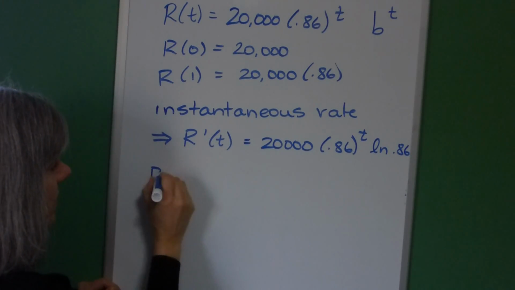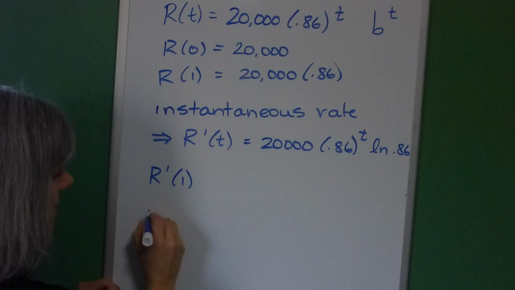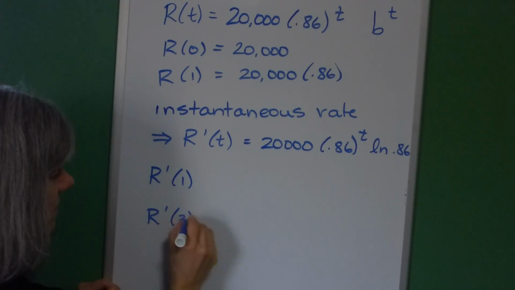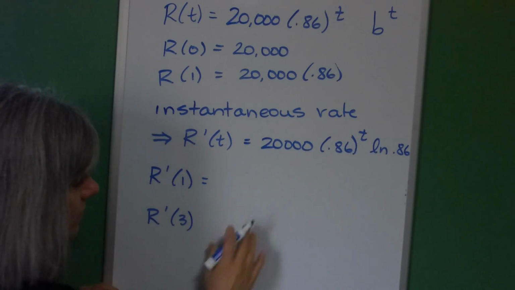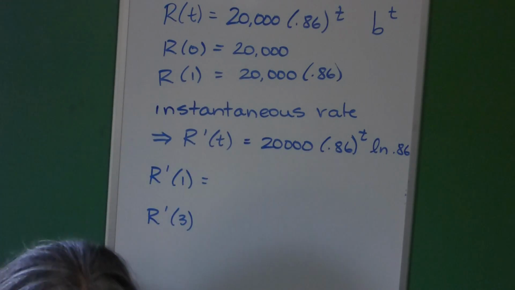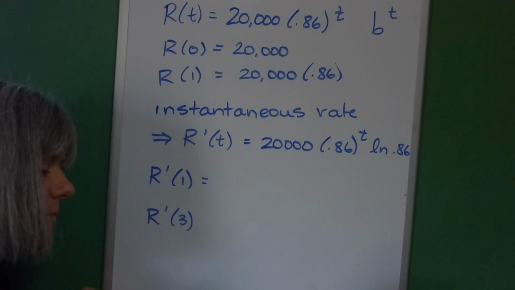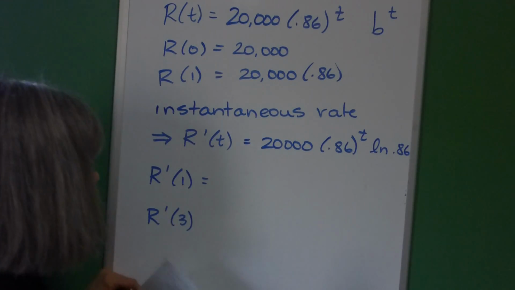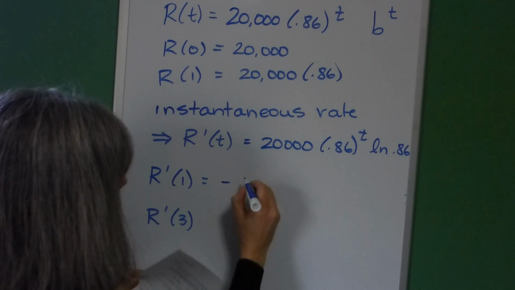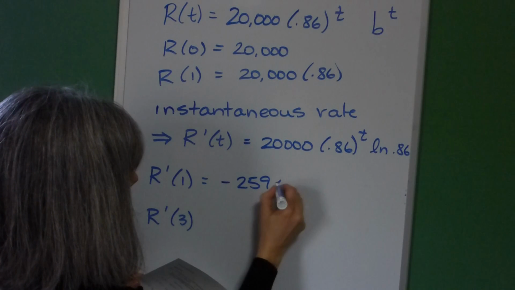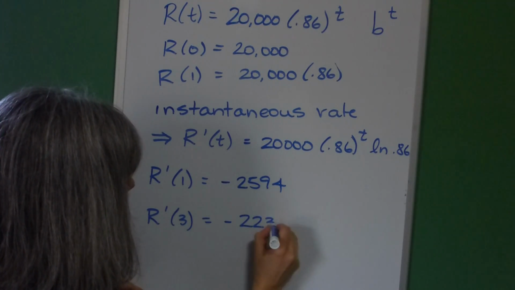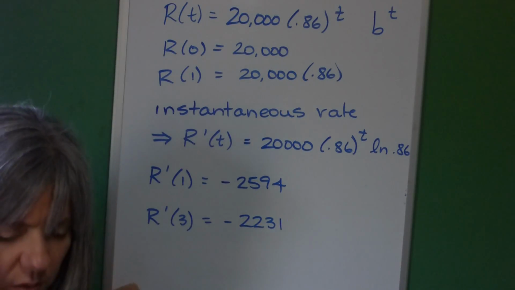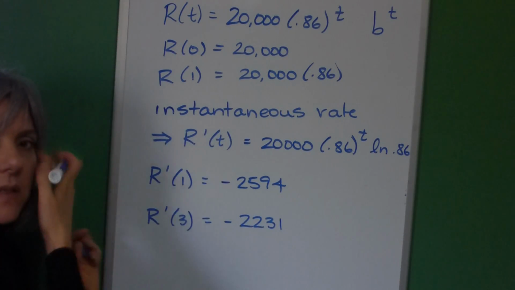So now if I want to find at 1 year, I just plug in, and at 3 years, I just plug in. So plugging in t equals 1 and t equals 3, I will get the values negative 2594 and negative 2231. Let's think about 1, why it's negative, and 2, does that make sense?